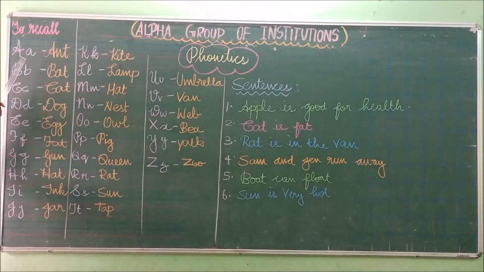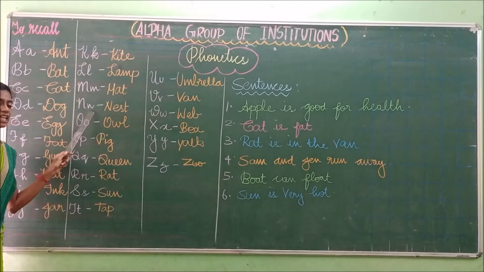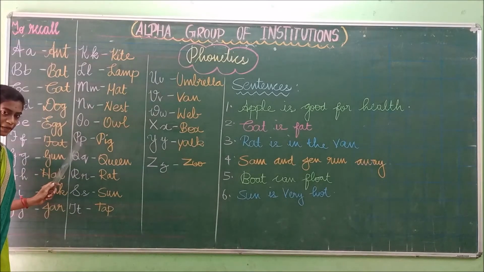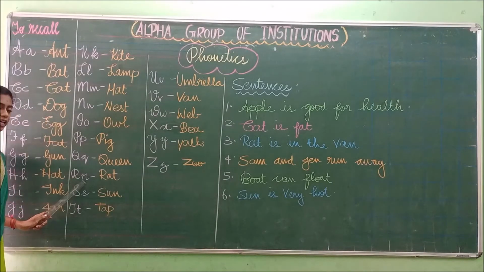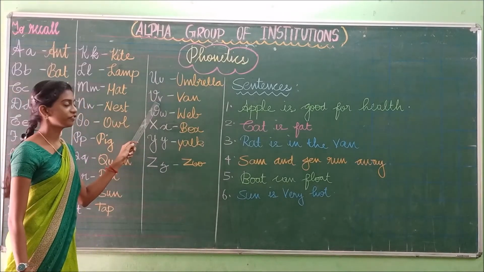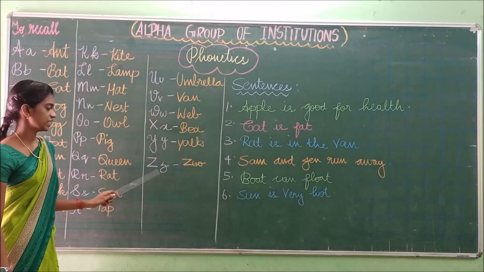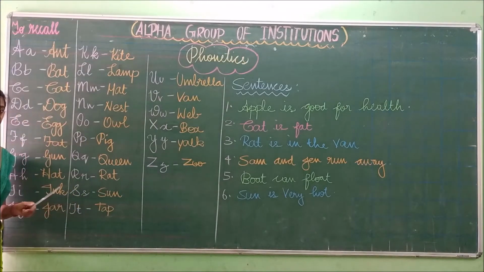So let me say from the first. A, B, C, D, E, F, G, H, I, J, K, L, M, N, O, P, Q, R, S, T, U, V, W. Have you understood the sounds, students?